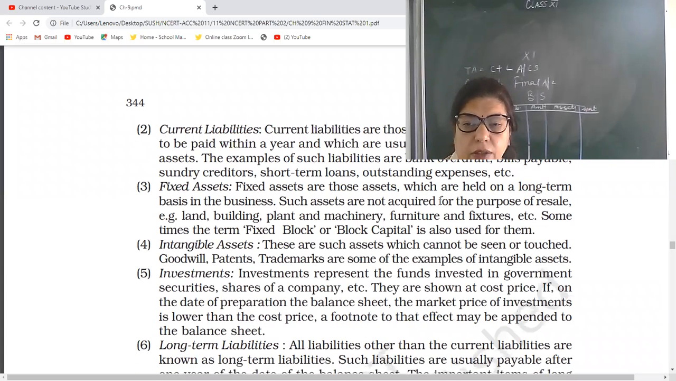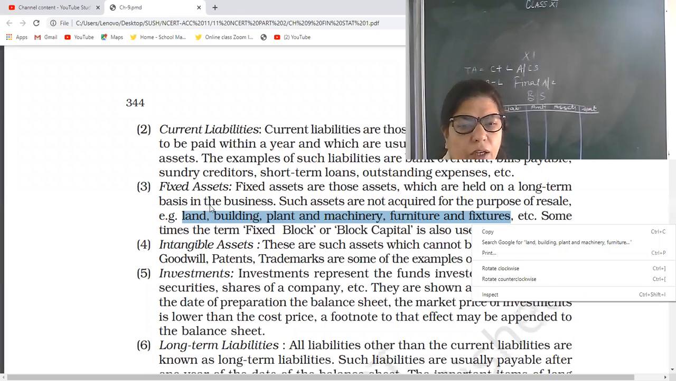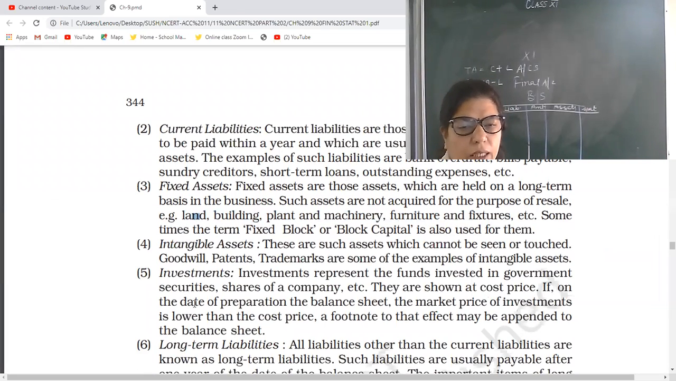Fixed asset, not for resale purpose, used for a long time period. Intangible assets, which cannot be seen or touched. Examples of intangible asset: goodwill, patent, copyright, trademark, computer software. Tangible asset, give the example of tangible asset. See, these are the tangible assets, which we can see, feel or touch. Okay, now investment.